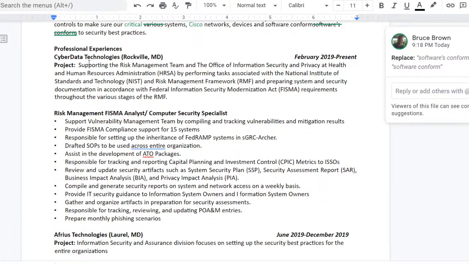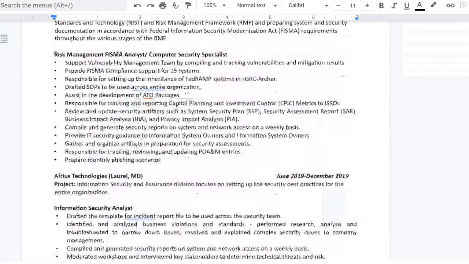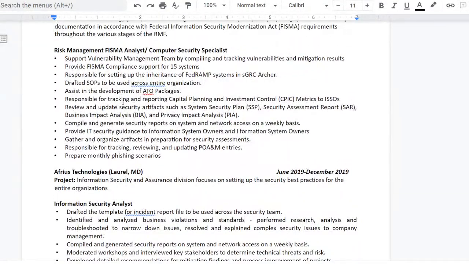Professional experience. Let's see. Support the risk management framework, the risk management team, and office of blah, blah, blah, and health and human services, health services by performing tasks associated with national institution. Okay, that's good. That's more keywords. That's good. I would not change that.